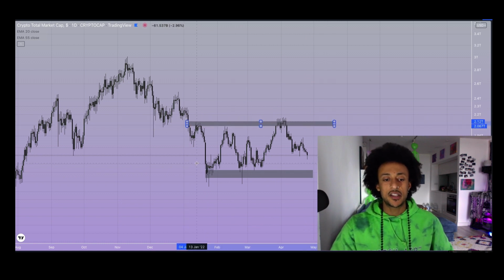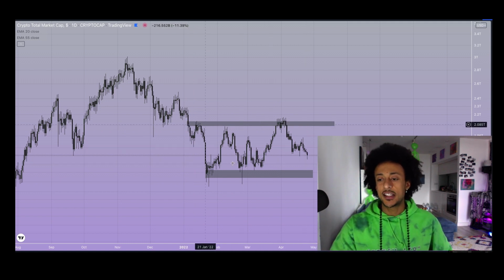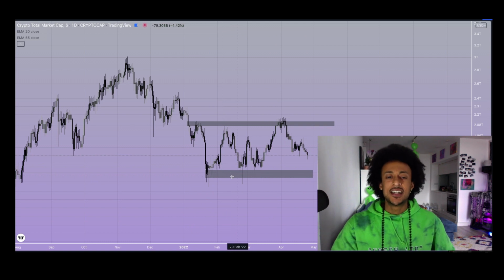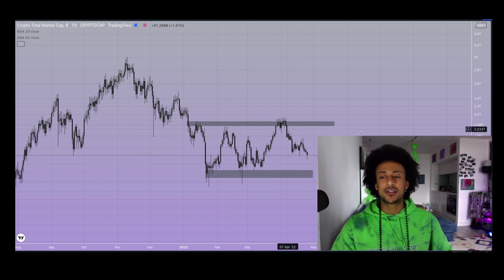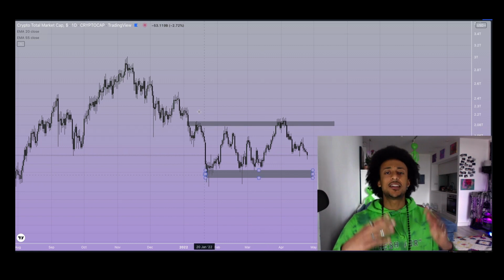So as you can see, from January to where we are now, we have been range bound between 2 trillion and 1.5 trillion. So for just over 4 months, nearly 5 months now, we've been in this range. So what is this again?